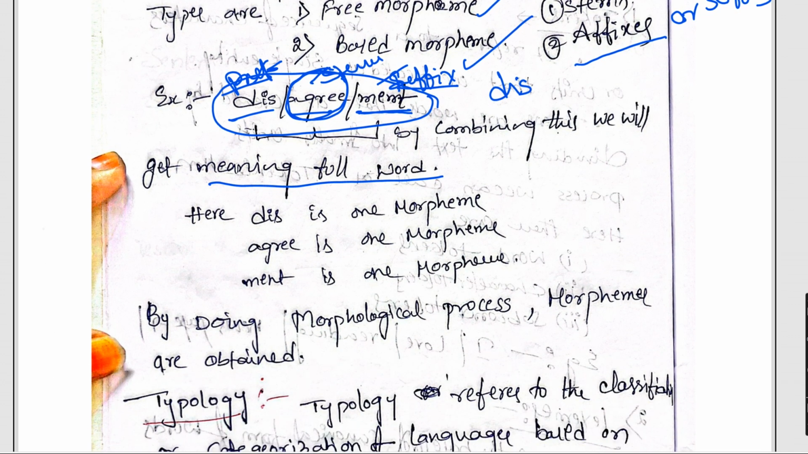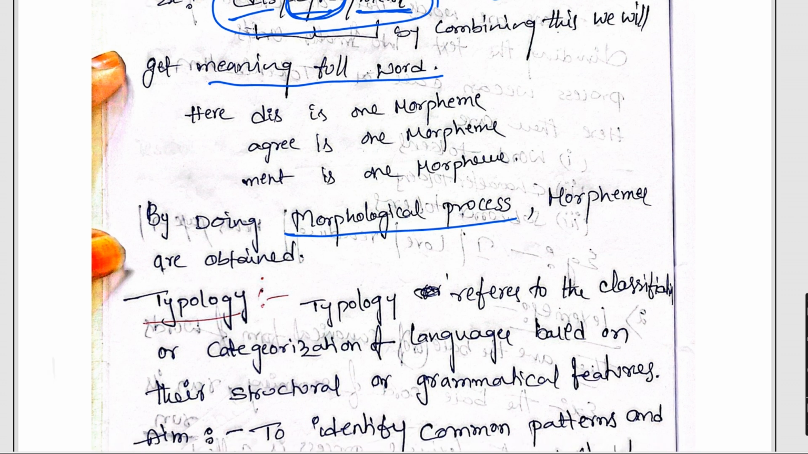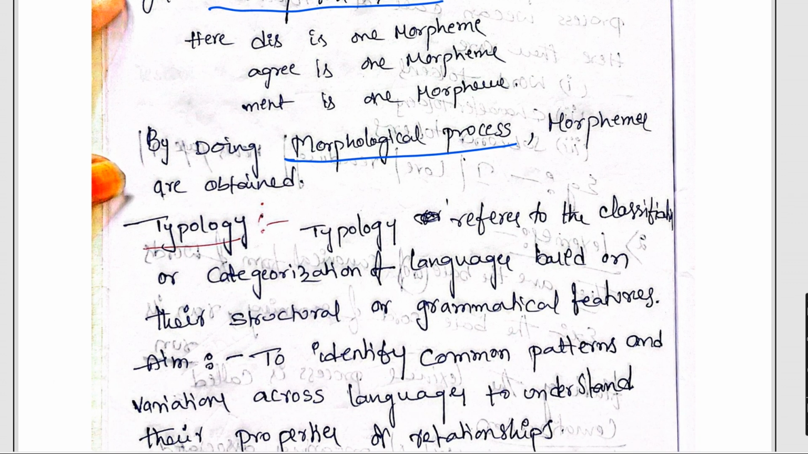Then how can these morphemes be obtained and combined for forming a new word? By doing the morphological procedure. Then coming to the fourth component, that is typology. The fourth component is typology.